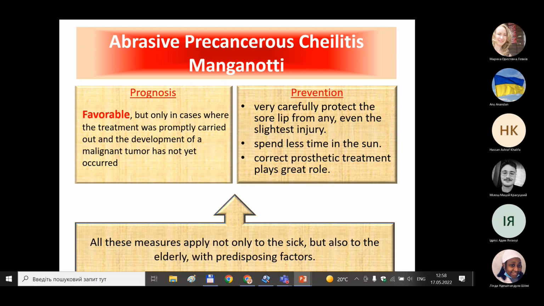Prevention. Very carefully protect the sore lip from any, even the slightest injury. Spend less time in the sun and correct prosthetic treatment if it causes injury to the oral mucosa. All of these measures apply not only to the sick patient, but also to elderly people with predisposing factors. So those are the main steps in prevention of abrasive precancerous cheilitis of Manganotti.